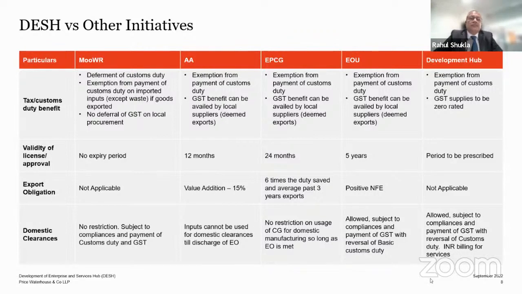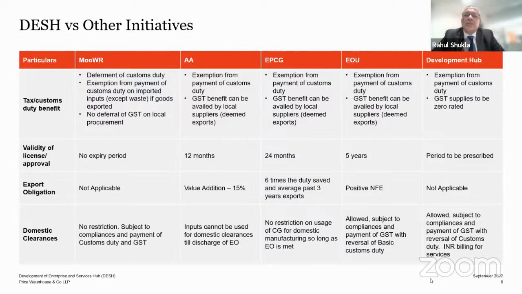Domestic clearance, again, no restriction so far as MOVER is concerned. The only thing is, yes, you have to pay the customs duty on the input side and GST on the output side. Advanced authorization, you cannot use the inputs for domestic clearances because it's an actual user condition till the time you have not met the export obligation.